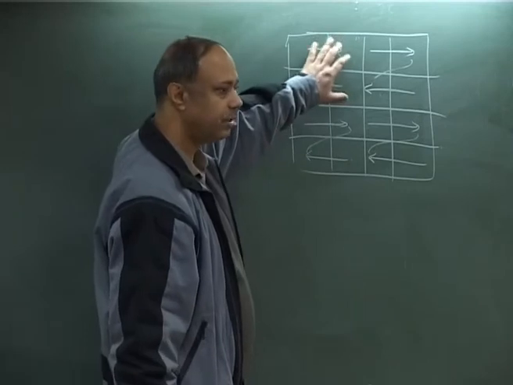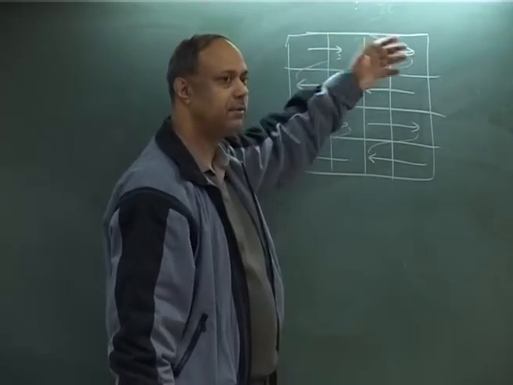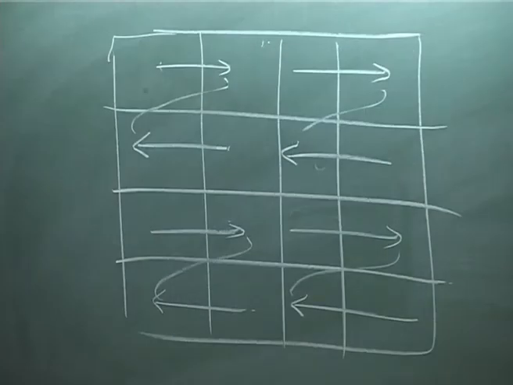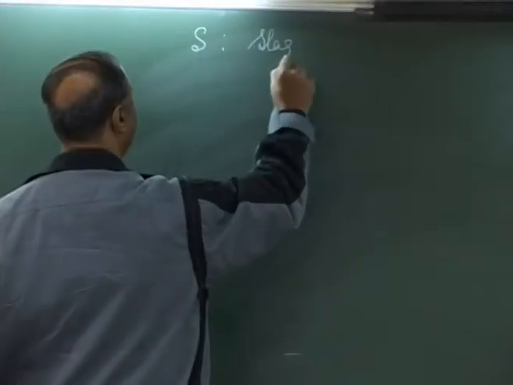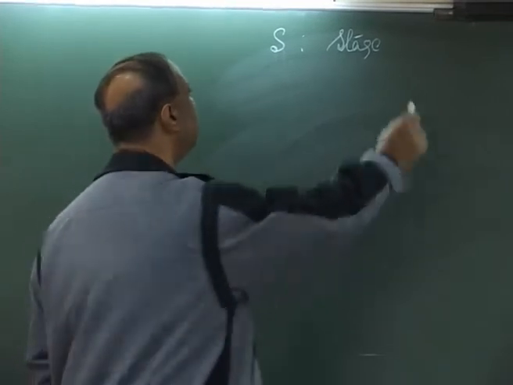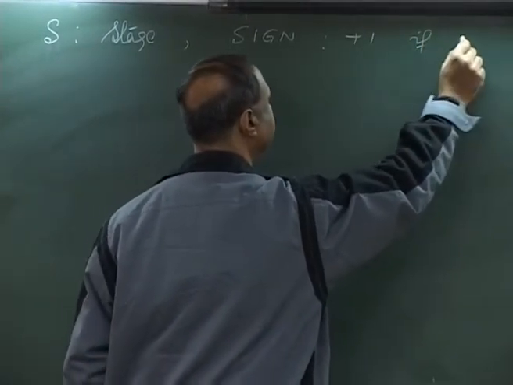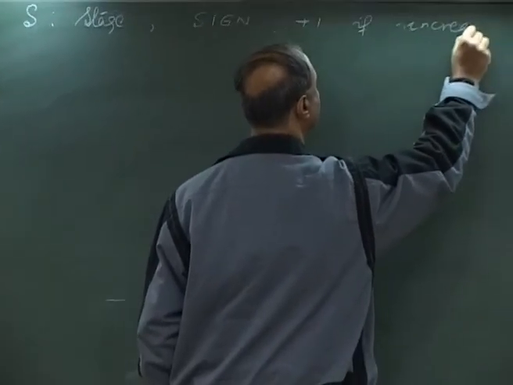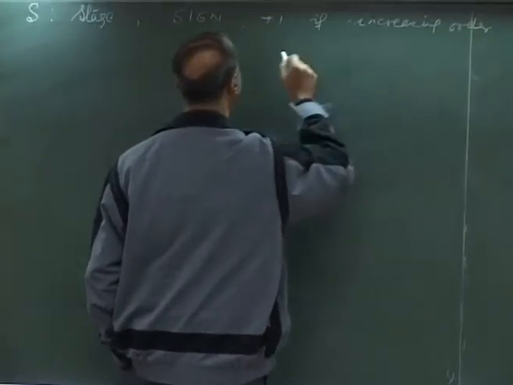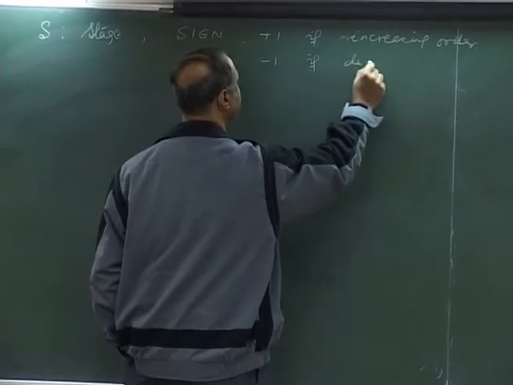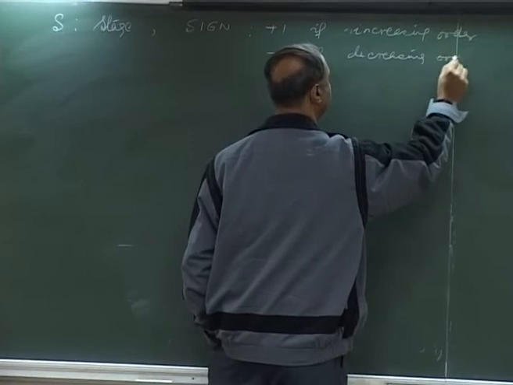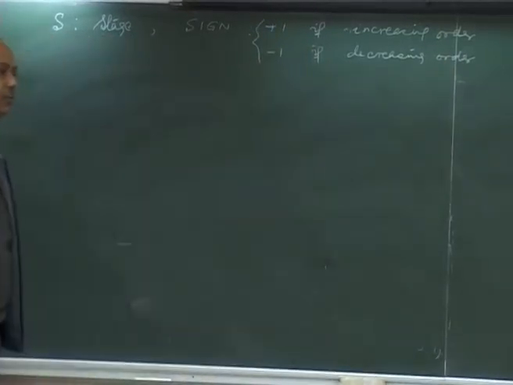Then you will be merging this one. So first it is horizontal merge you have to do, then vertical merge, vertical merge and so on. Right? And every time you have to keep track whether I have to keep it in increasing order or decreasing order. That has to be done. So to do that, I need to know what is the stage number. I need to know a sine function to tell plus 1 if it is in increasing order. How I will compute the sine function, I will decide later on, if it is decreasing order. Right? So I need to know the stage, first stage, second stage and so on, and a sine function.